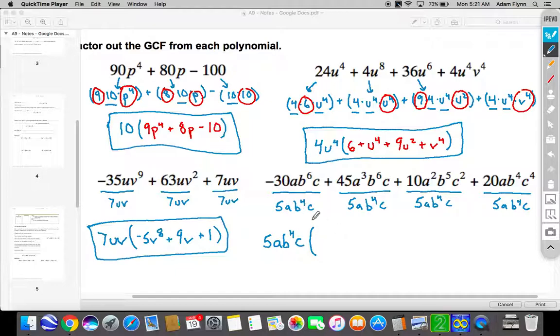Okay, so negative 30 divided by 5 is negative 6. A's cancel. B to the 6th divided by b to the 4th is b squared. And c divided by c, they will cancel. On to my next term, 45 divided by 5 is 9. A cubed divided by a is a squared. b to the 6th divided by b to the 4th is b squared. And c divided by c cancels.